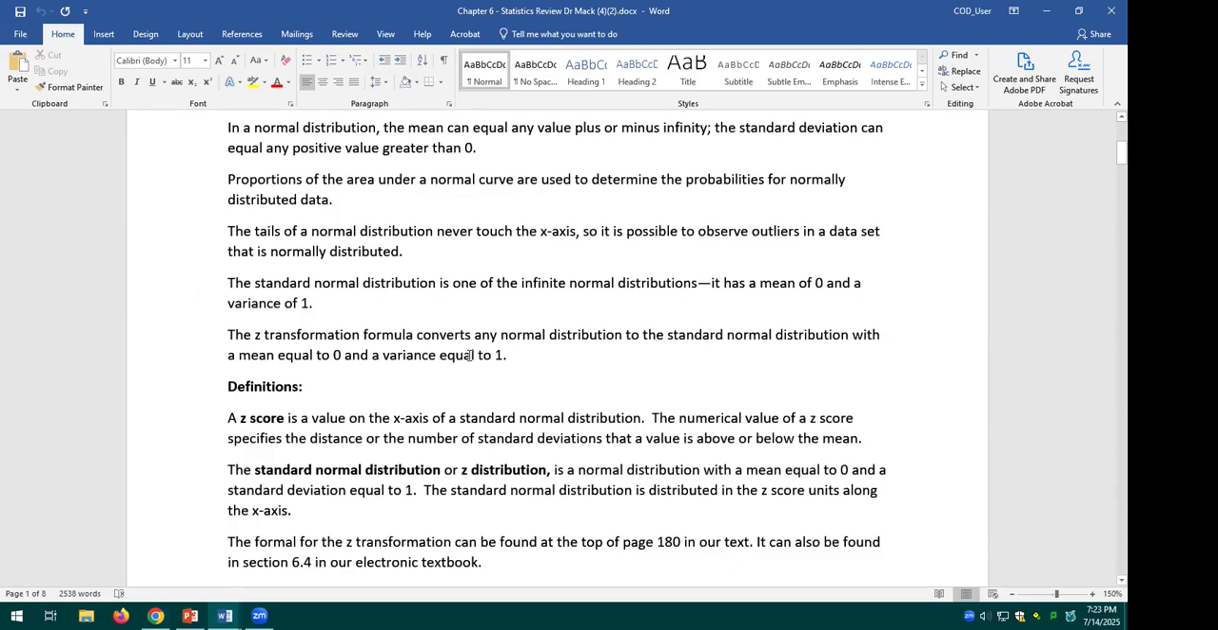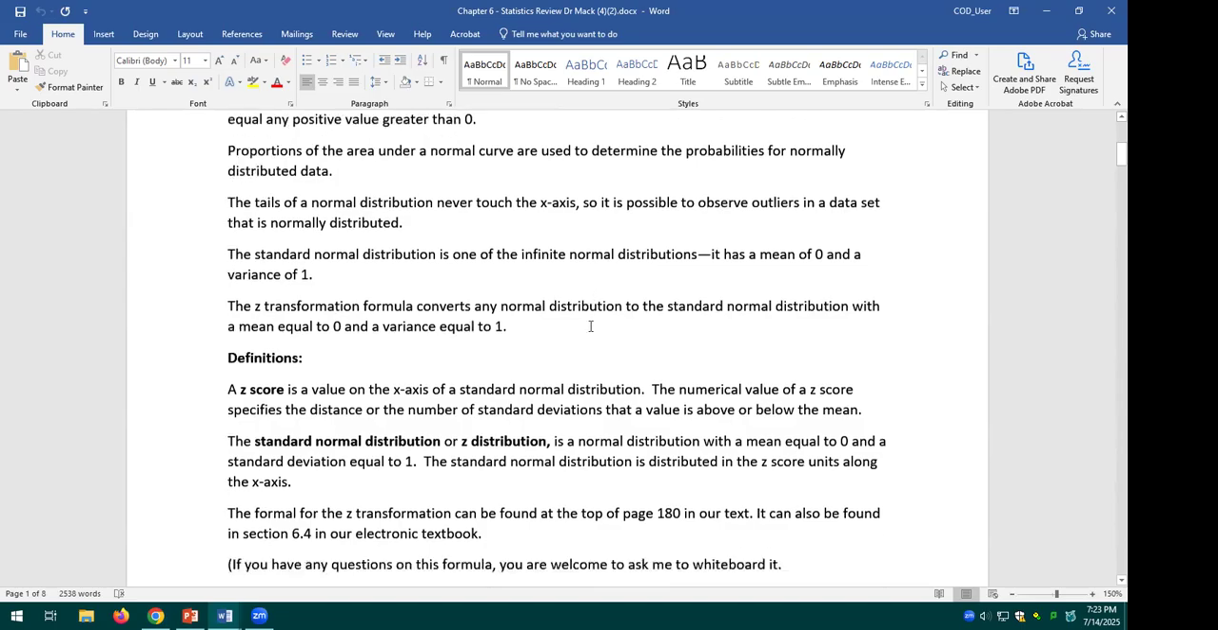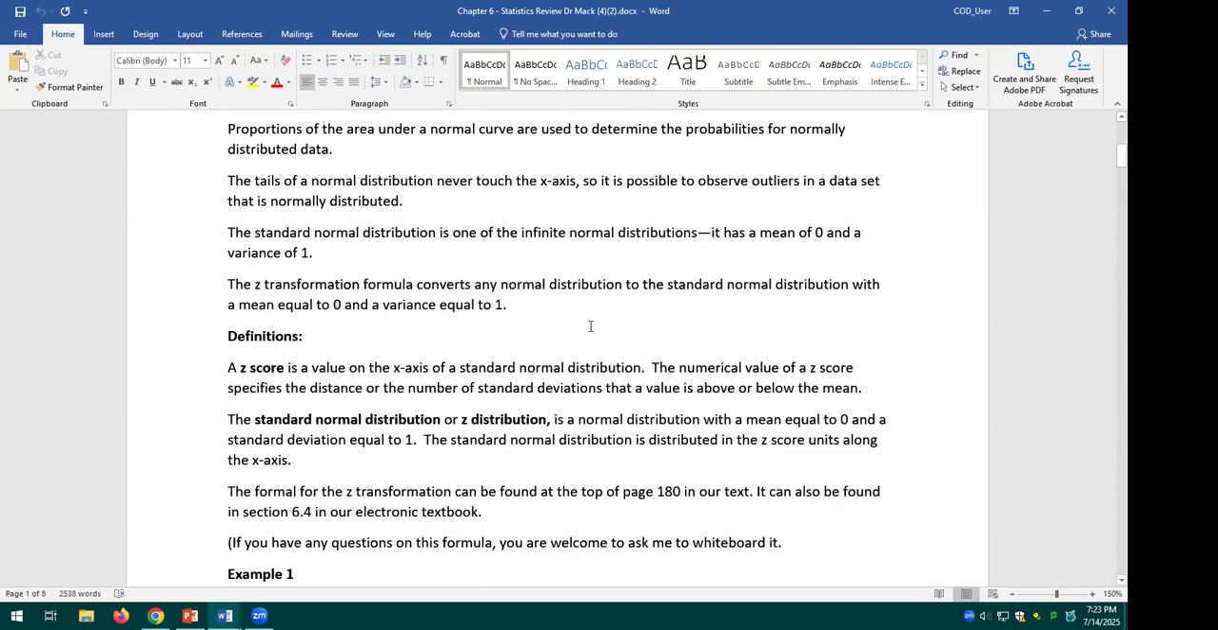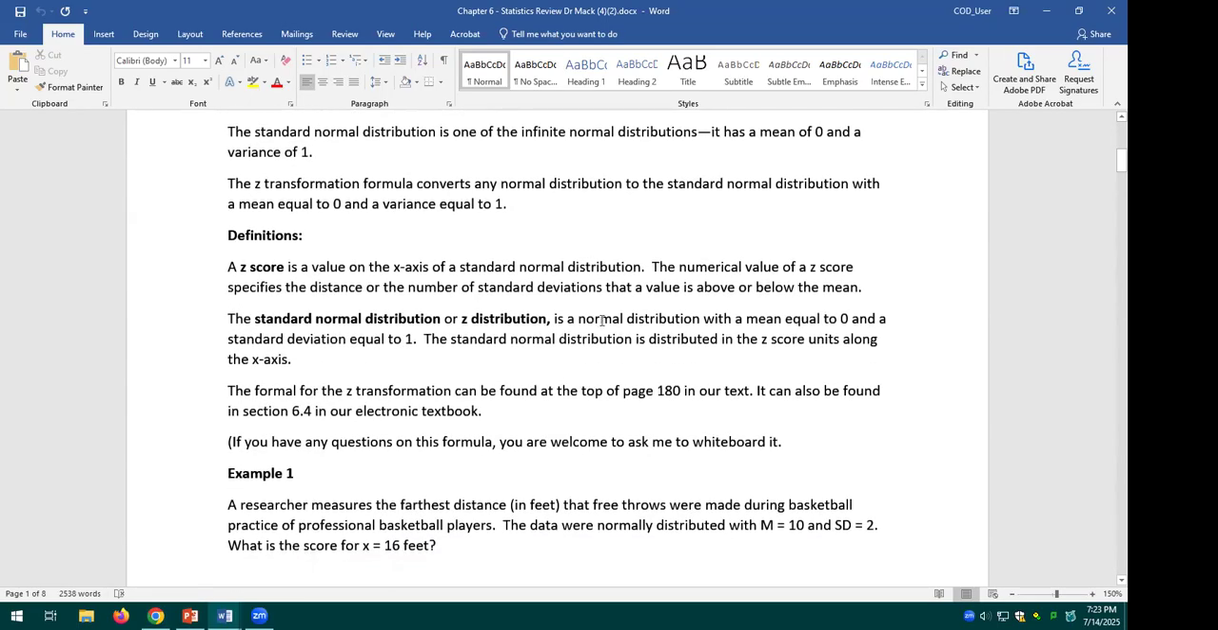The standard normal distribution is one of the infinite normal distributions. It has a mean of 0 and a variance of 1. The Z transformation formula converts any normal distribution to the standard normal distribution with a mean equal to 0 and a variance equal to 1. A Z-score is the value on the x-axis of a standard normal distribution. The numerical value of a Z-score specifies the distance or number of standard deviations that a value is above or below the mean. The standard normal distribution or Z distribution is a normal distribution with the mean score equal to 0 and a standard deviation equal to 1.